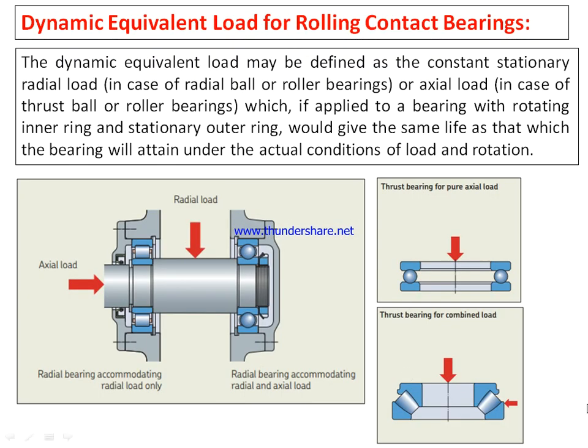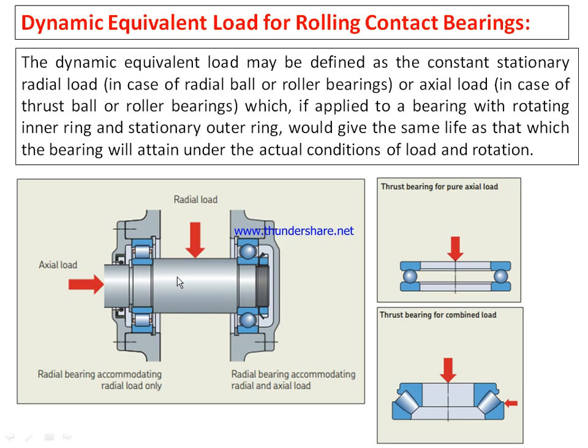And the third descriptor or parameter is the dynamic equivalent load for rolling contact bearings. How is it defined? The dynamic equivalent load may be defined as the constant stationary radial load in case of radial ball or roller bearings, or axial load in case of thrust ball or roller bearings, which, if applied to a bearing with rotating inner ring and stationary outer ring, would give the same life as that which the bearing will attain under the actual conditions of load and rotation.